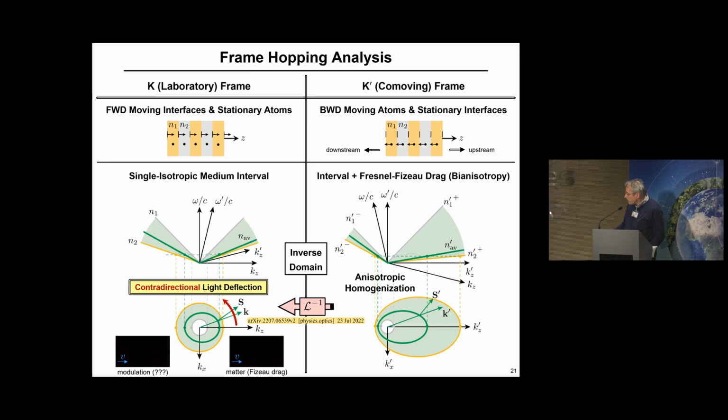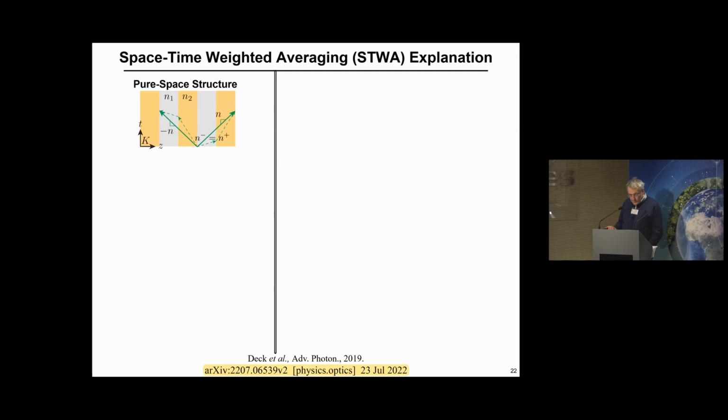But what we learn here is that if you have a modulation, in fact, modulation going this way, then the wave is deflected in the opposite direction. This is very counterintuitive. So I'll try to explain to you why this is so. It's simply a space-time averaging effect. So you see, if you have a pure space structure, then the wave spends the same amount of time in medium 1 and medium 2 in the forward and backward direction by symmetry on average. So of course, you have the same backward and forward velocity.